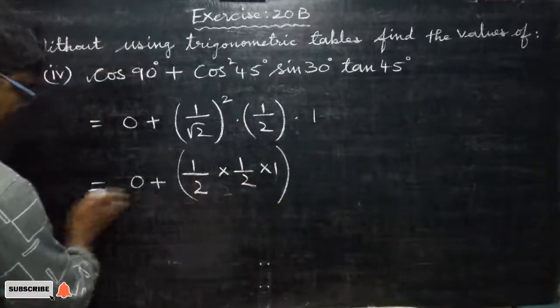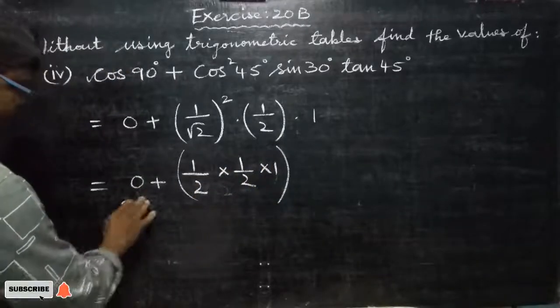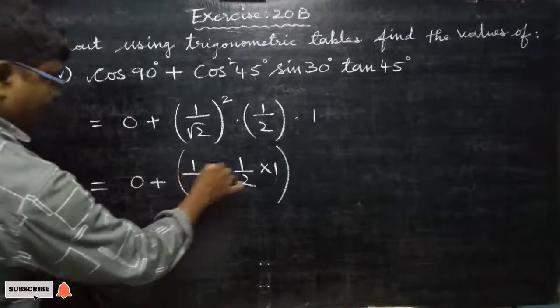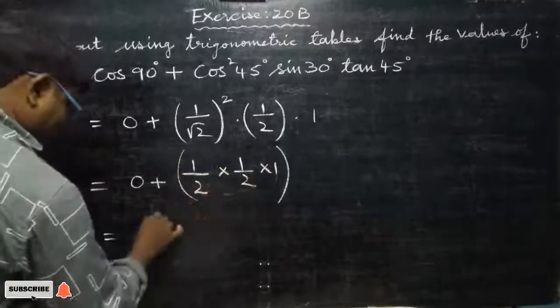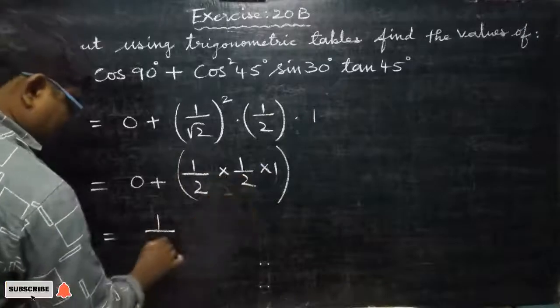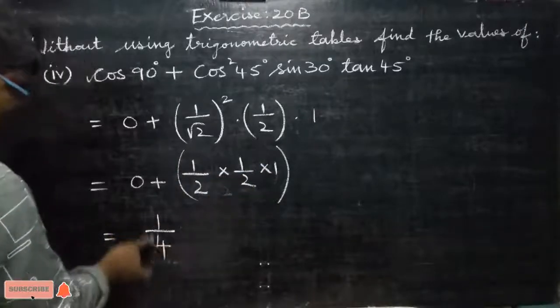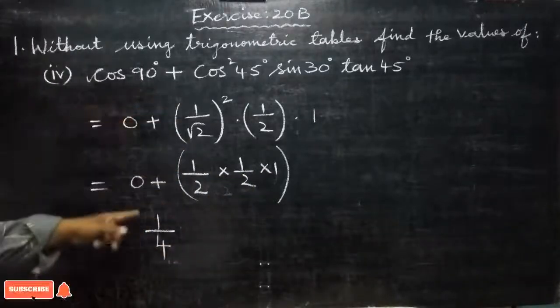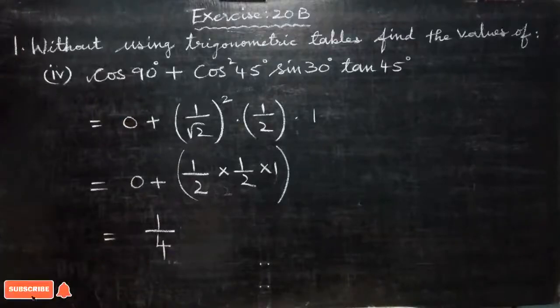First term, second term. Now 0, no need to write again. Now 1 ones are 1. Again 1 ones are 1. 2 twos are how much? 4. So what is the value? 1 by 4. After finding that, we got the value as 1 by 4.